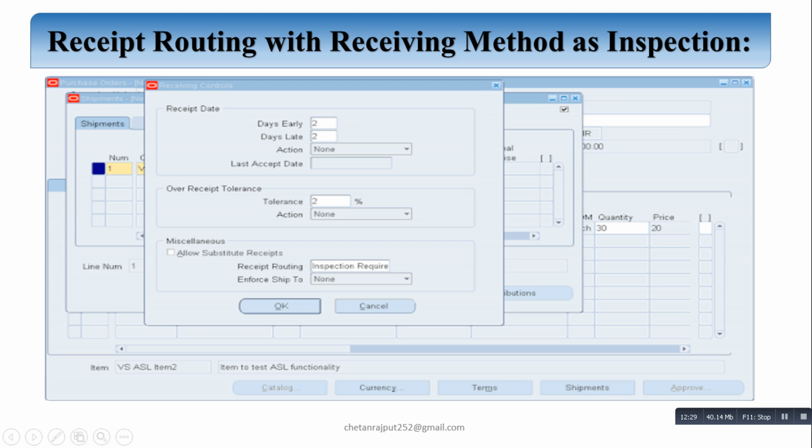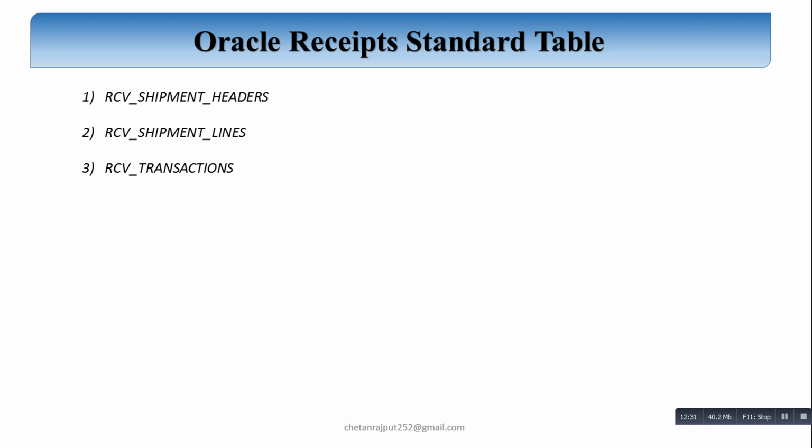Oracle receipt standard tables. These are the three main tables. First, RCV_SHIPMENT_HEADERS. In this table, we can find all the header level information. Second, RCV_SHIPMENT_LINES. In this, we can get all the line level information. And RCV_TRANSACTIONS. In this table, we can get all the interface related information of the receipt creation process.